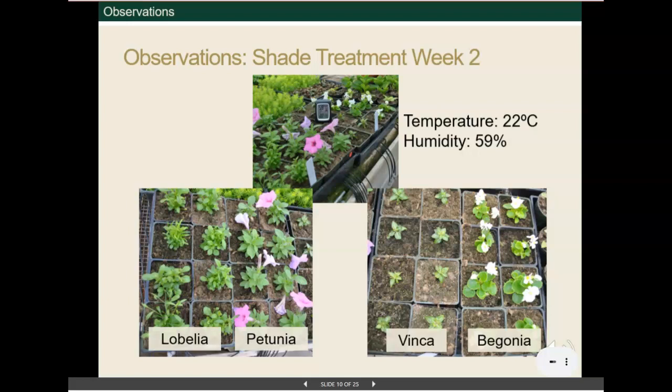After 2 weeks, we took some temperature and humidity measurements. These are influenced by PAR and vice versa. 22 degrees Celsius is about 71.6 degrees Fahrenheit. Pretty comfortable conditions for a student working in the greenhouse. Here are some images of all of the plants in this shade treatment. Petunias actually look pretty good considering they prefer full sun. Begonias are growing well too. Vincas and lobelias are still very small, but it's only been 2 weeks since transplanting.